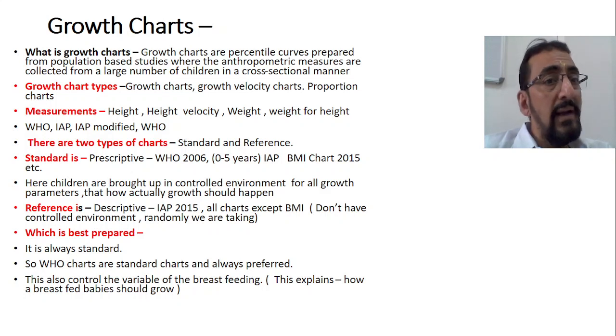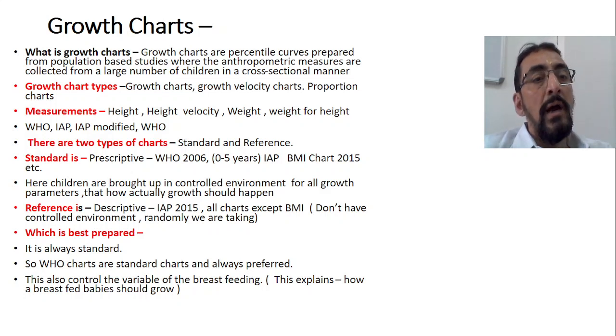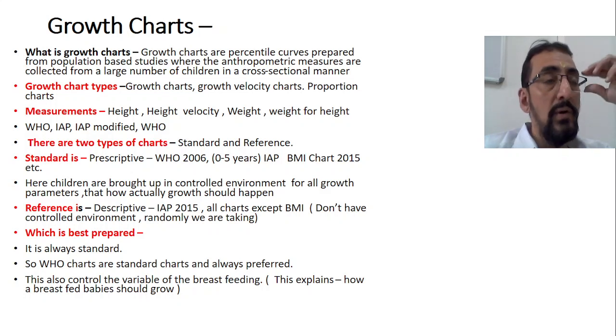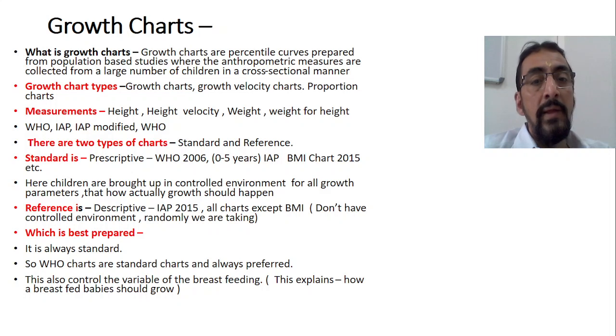Now how many types are there? See, WHO has prepared its own growth charts. Similarly, IAP has got its own growth chart. IAP's modified growth charts are also available, and even WHO modified growth charts are available. Now basically there are two types of charts: one is the standard chart and another one is the reference chart.